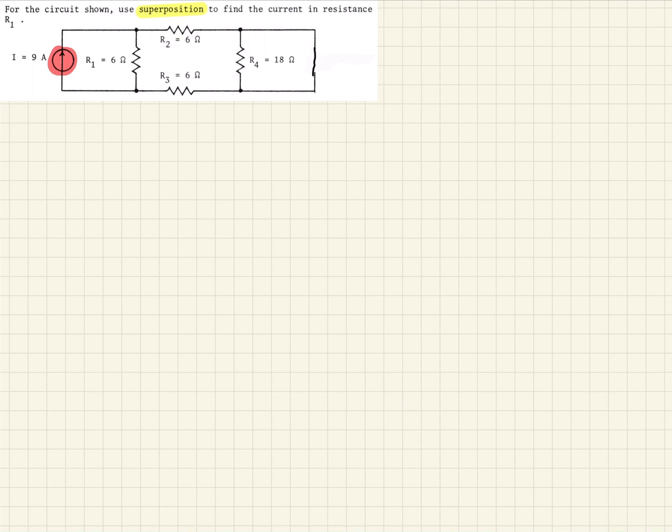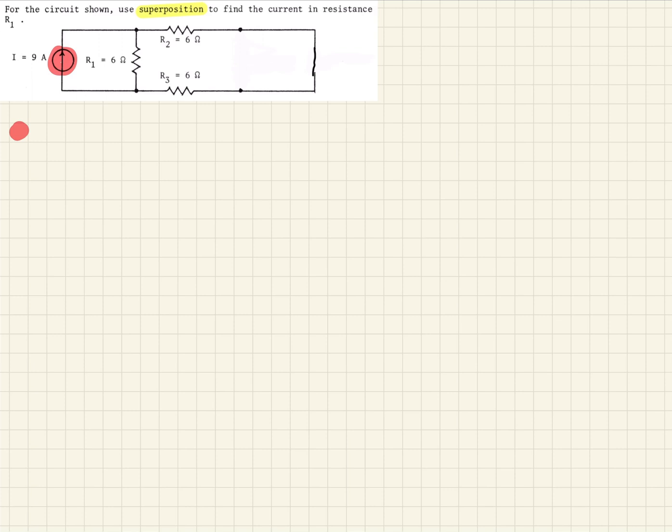When we do that, we notice that this R4 resistor is also shorted out, so it's as if it's not even there. We can just eliminate this one as well because it's been shorted out. No current will flow through that. So now we're just left with the remaining circuit here, and we see that this is just a current divider.